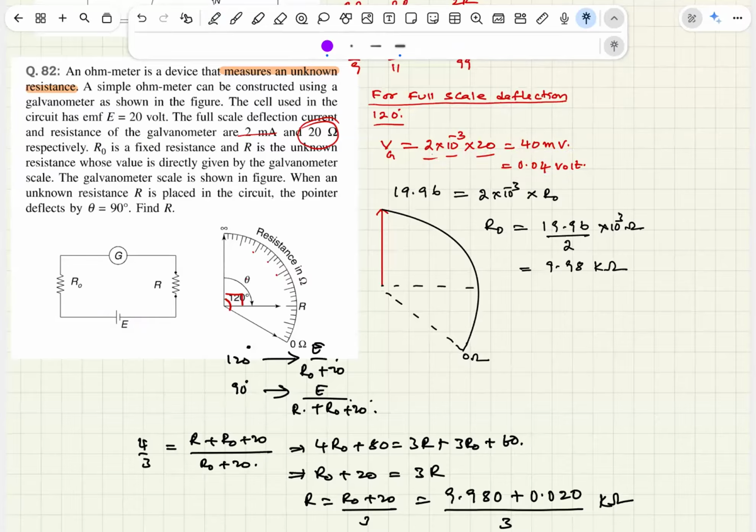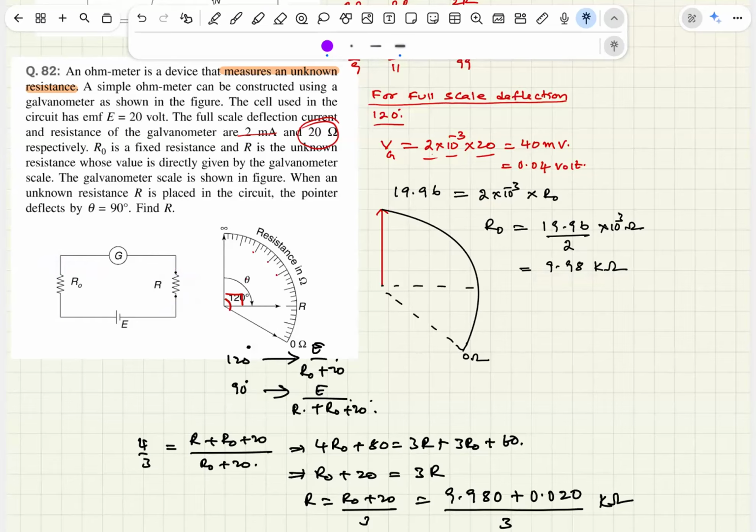The balance, 19.96, is equal to 2 into 10 power minus 3 into R naught. So this allows me to find R naught also. Before I enter into the question, I need to have an idea about all these things. With initial conditions, when capital R is equal to 0, when the galvanometer shows full scale deflection, it is possible that the supporting resistance is 9.98 kilo ohm.